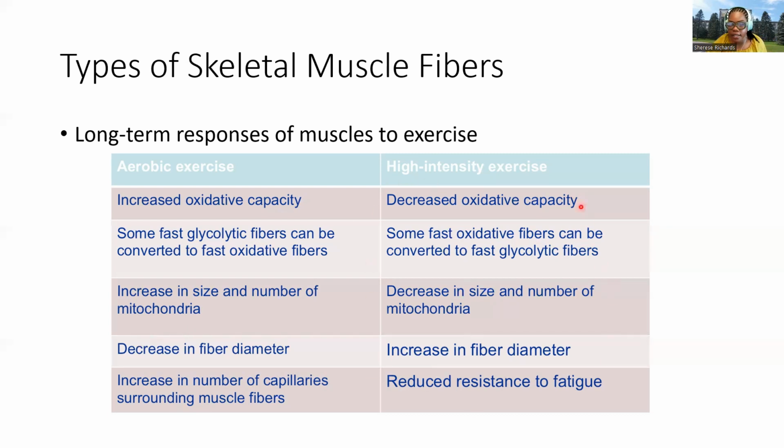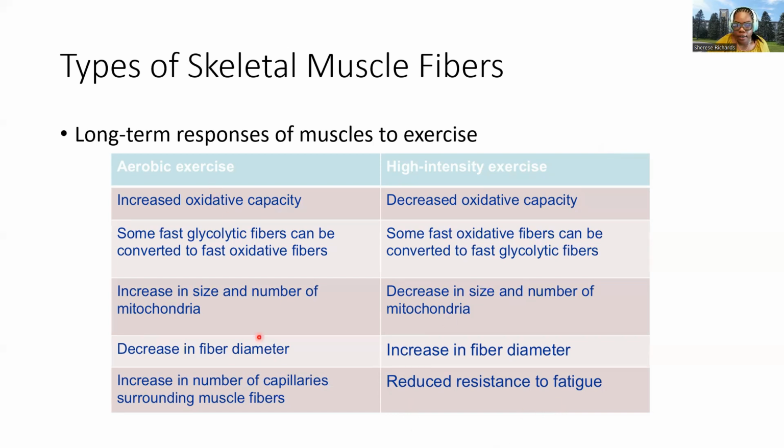With high intensity activities, the opposite here, think about your bodybuilder. The conditioning here is decreasing oxidative capacity. We can convert those fast oxidative fibers to become fast glycolytic, but again, we cannot make a fast fiber into a slow fiber or a slow fiber into a fast fiber. And then we can decrease the size and number of mitochondria, increase the fiber diameter, which is why when you start weightlifting, the muscle literally physically gets bigger. And then we reduce the resistance to fatigue. So that means it's going to be fatigued much quicker because of lactate.